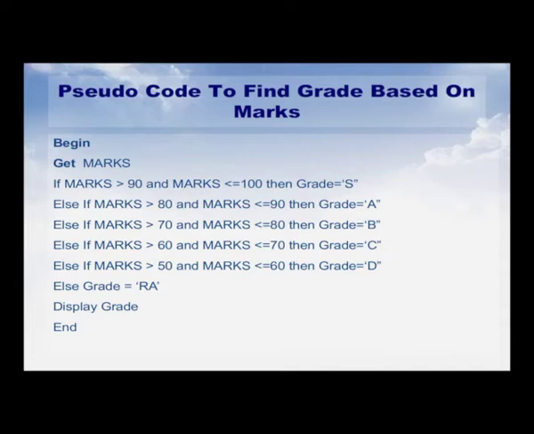If the mark happens to be below 50, then we grade it as RA, that is reappear. Then we display the grade. So, here this is an example of a nested if else ladder.